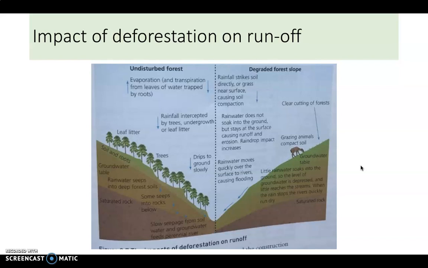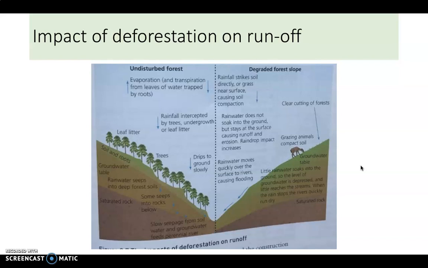And it says there before, little rainwater soaks into the ground, so the level of groundwater is depressed and little reaches the streams. You would have thought, really, actually, if you took away trees, when it rained, the water would just sink into the ground. But that's just not the case, because you get too much rainfall falling on the ground, and therefore you get saturation excess overland flow, infiltration excess overland flow, all these different processes which stop the water getting into the ground. And eventually that can cause flooding to take place.